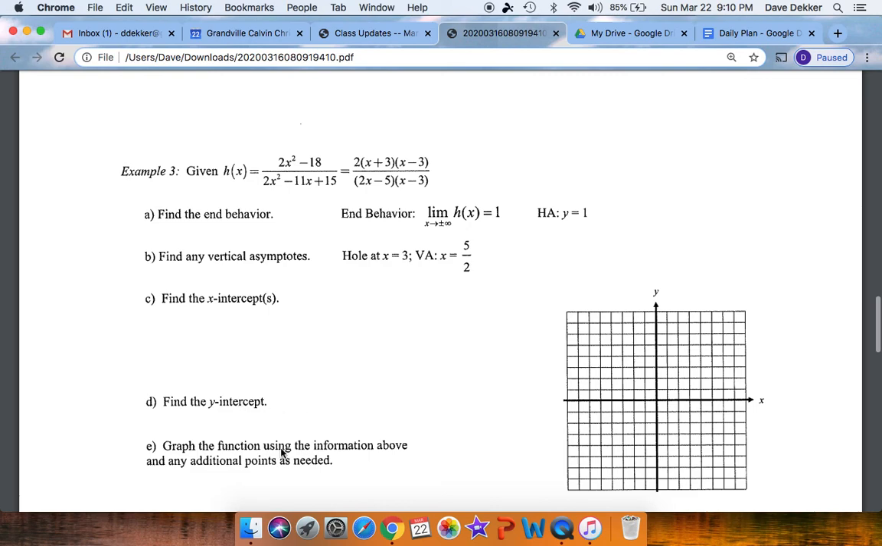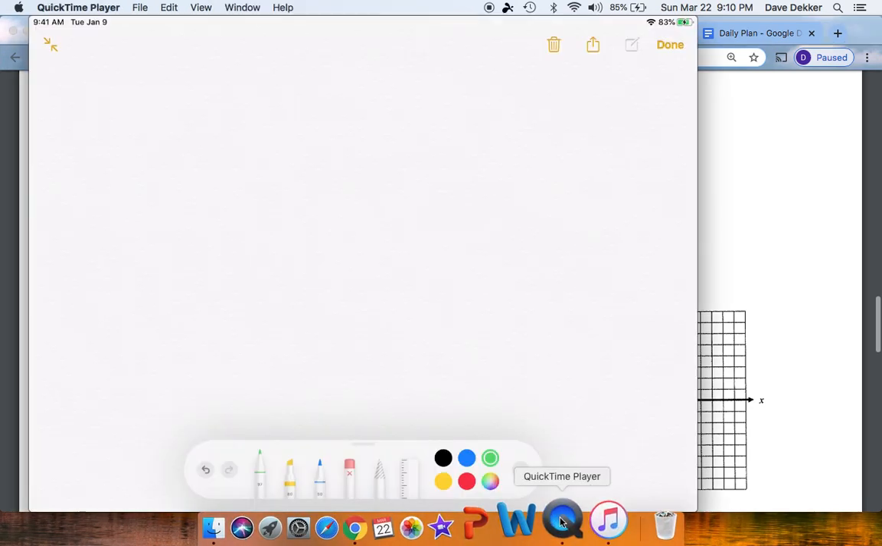There's a few things that I want to add to that, so I'm going to go back to writing some things down. There we go. Basically, if we took that simplified form, so this is not the original, but the simplified form after I cancel out the x minus 3's, I'm going to have 2 times x plus 3, and I'm dividing by 2x minus 5.